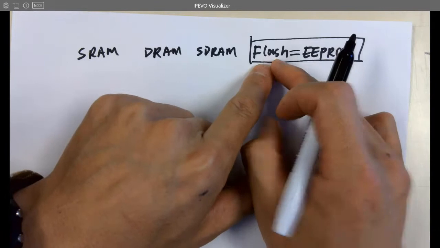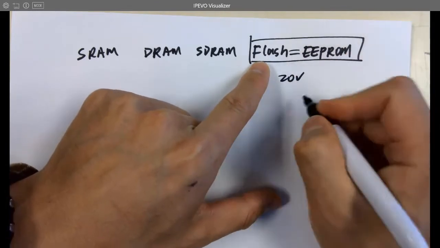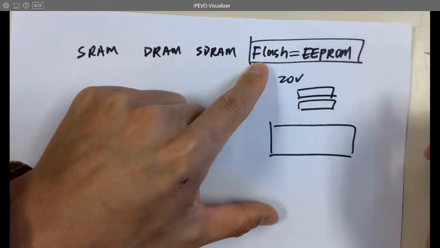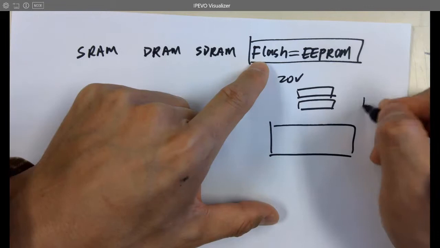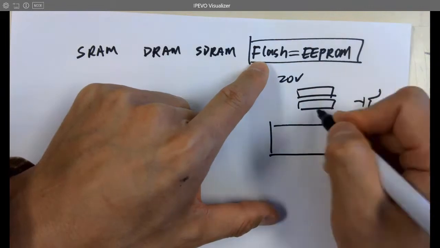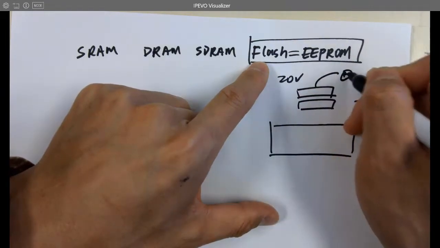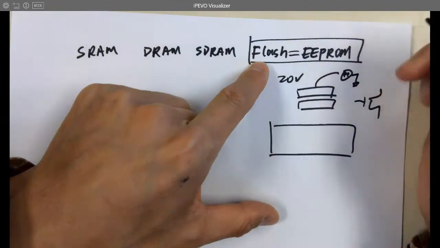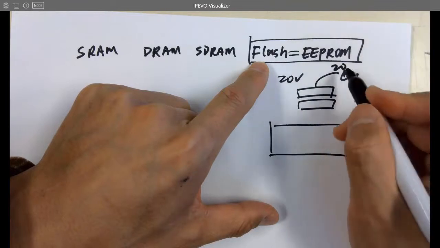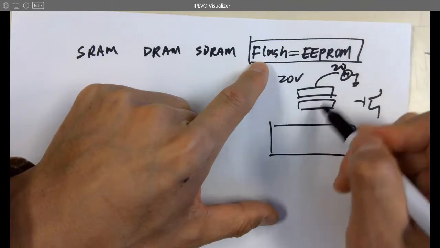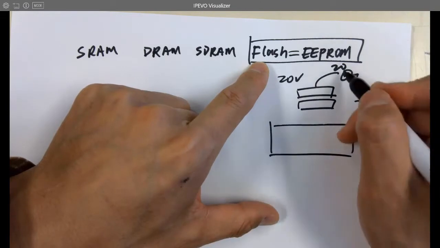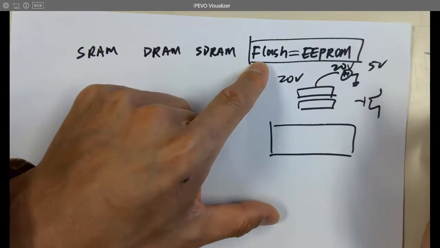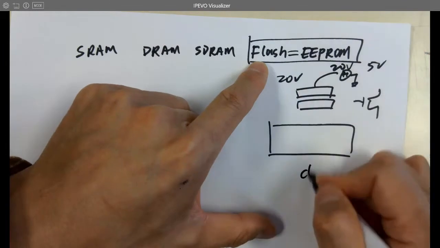And flash requires 20 volts to store charges. It has 2 gates, so just one single transistor can hold a charge. So you apply 20 volts here. We don't have the time to show all the circuits and how it is being written, read, and programmed. But the main principle of operating a flash memory is to apply a relatively higher voltage compared to 5 volts, which is usually what digital circuits use on the board. But they have a charge pump.